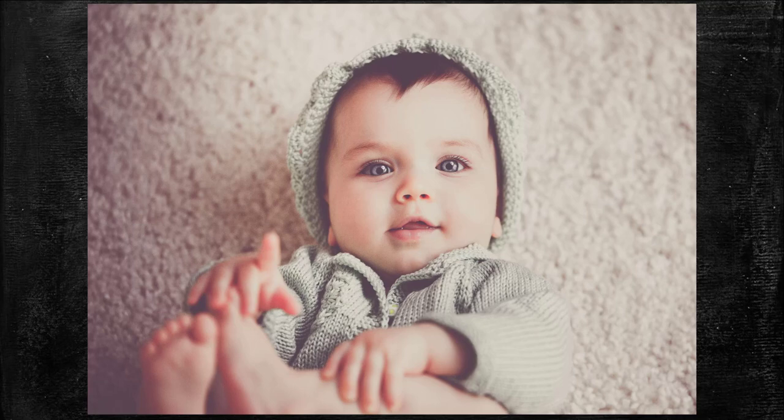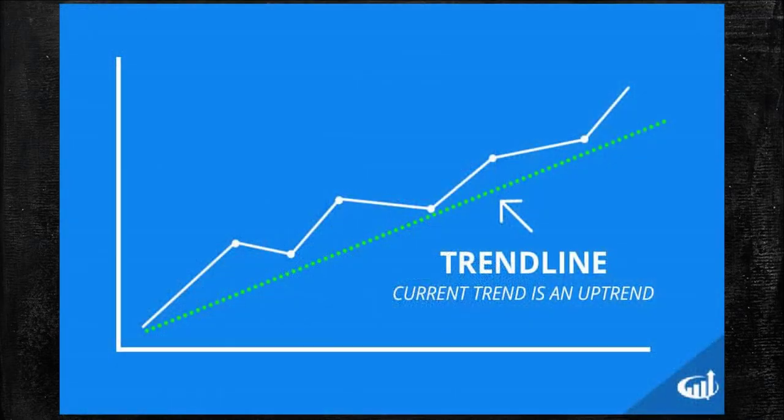It is the Precision Trend Histogram, traders. This is an indicator that is so easy to read that even a trendline trader could read it.